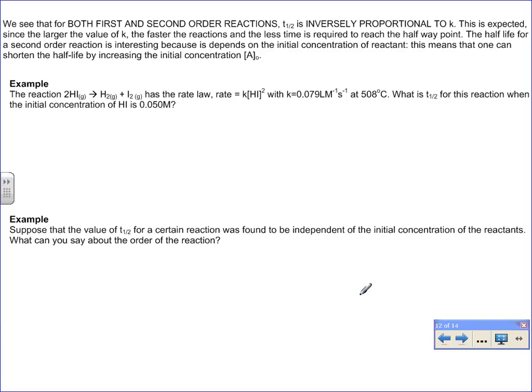Okay, so what I'd like you to do at this stage is pause the video and work through these two examples, and then check them with me.